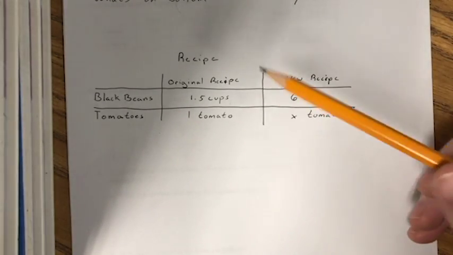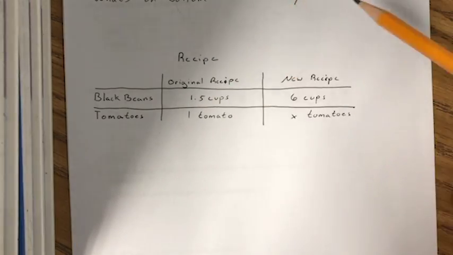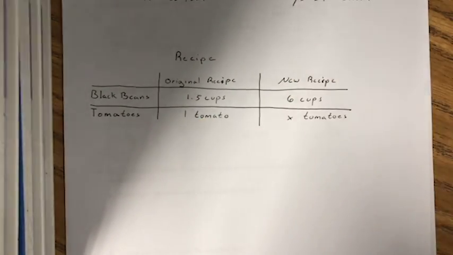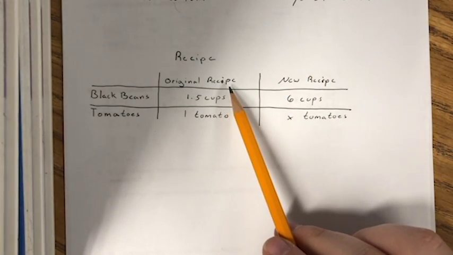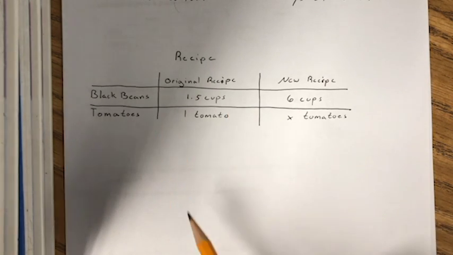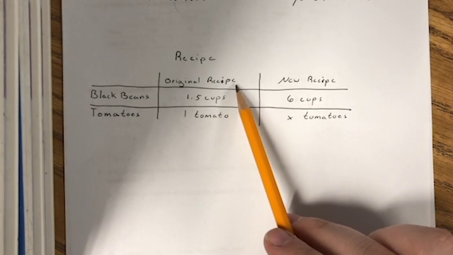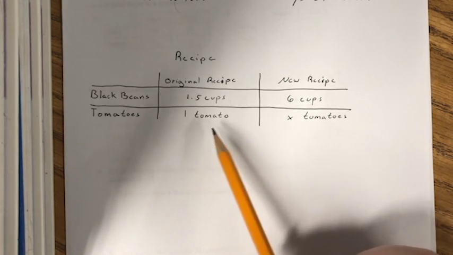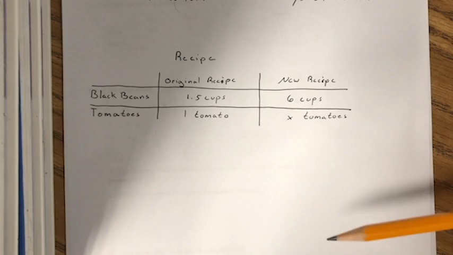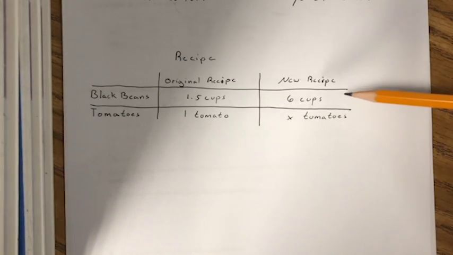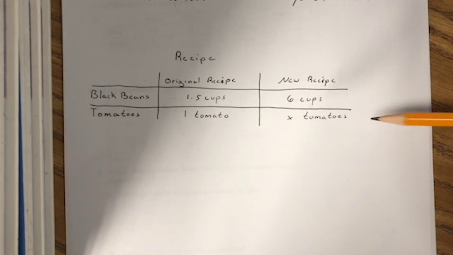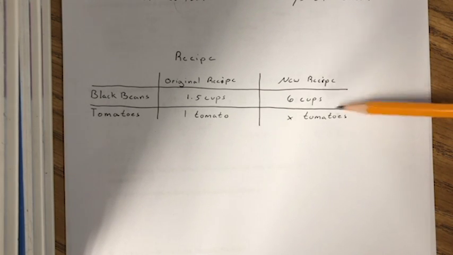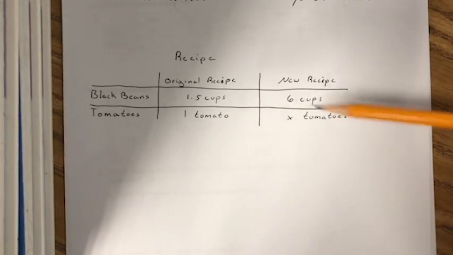I've got a chart here, and what we're trying to do is we've got a recipe for a tomato black bean soup or something like that. It doesn't really matter. And this is what I know. I know that the original recipe calls for 1.5 cups of black beans, and I also know that the original recipe calls for one tomato. What do I want to know? I'm trying to find out my new recipe. So I'm basically trying to make a larger batch. I want to know how many tomatoes are needed in my new recipe when I have 6 cups of black beans. So how would I go about solving this?